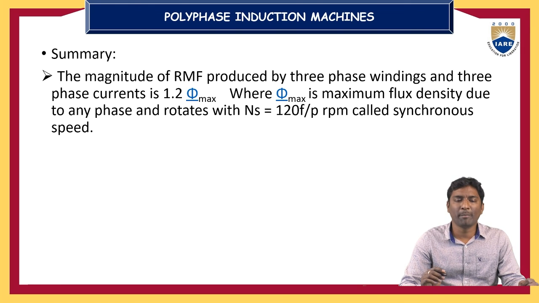The balanced polyphase current flowing in a balanced polyphase winding produces an RMF. In other words, all polyphase AC machines are associated with the RMF in the air gap. So this is the production of the rotating magnetic field in the induction machine. Depending on the rotating magnetic field only, the induction motor rotor will run.